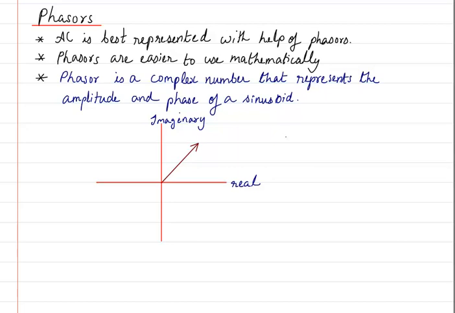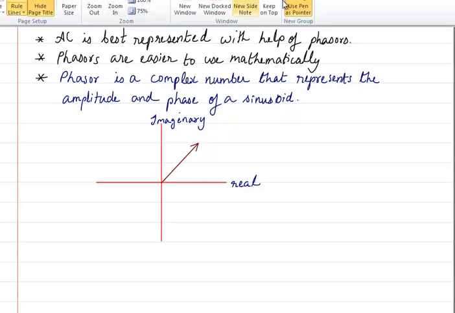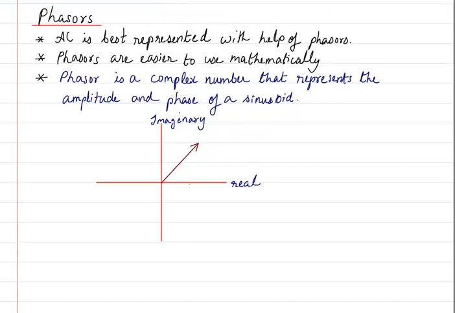Now what is a phasor? A phasor is a complex number that represents the amplitude and phase of a sinusoid. For example, consider a phasor like this. This phasor is Z. Now this phasor is lying in a complex plane. This plane is called a complex plane. And within this complex plane, we have a phasor, and that phasor at this particular moment of time is at this particular position. Let's say that it is at an angle of phi and has a length of r.